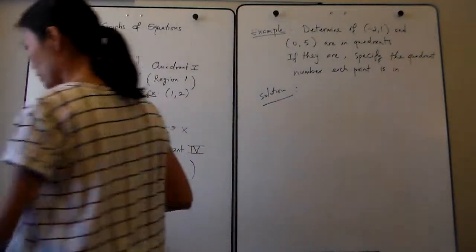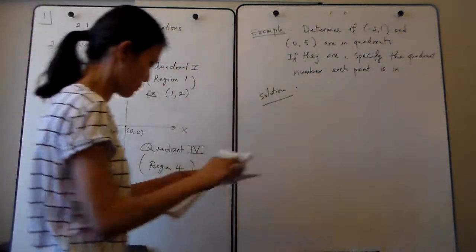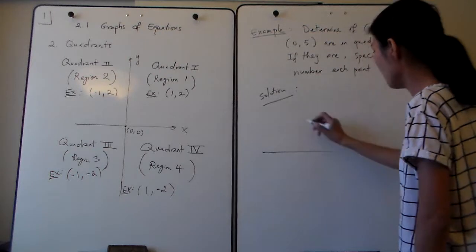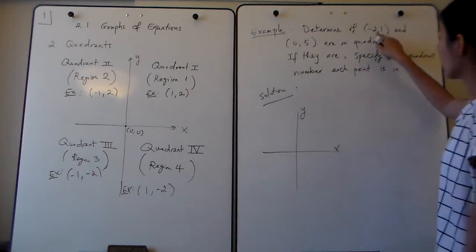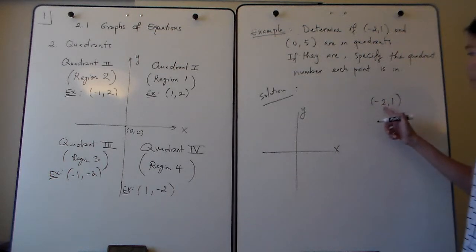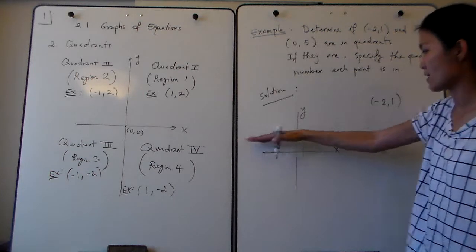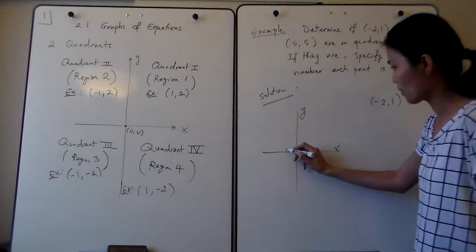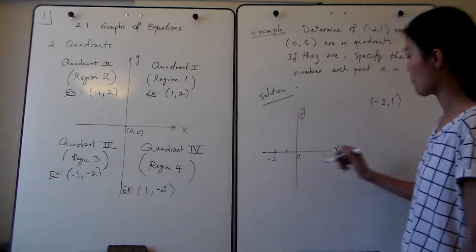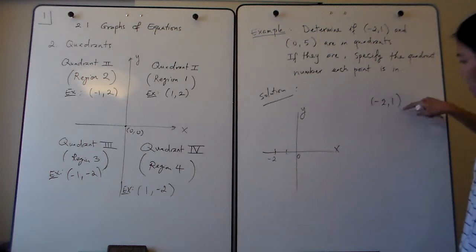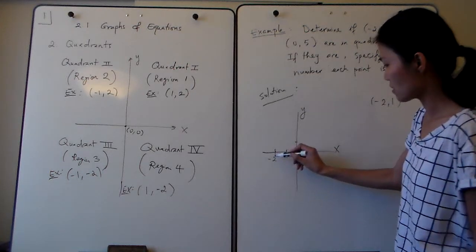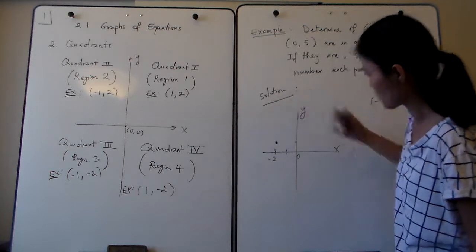So for this example here, let's draw it. The first point we have is (-2, 1). -2 is the first coordinate, which is on the x-axis. So -2 is negative from 0, to the left of 0. So -2 here. 1, which is positive, is the second coordinate, which is on the y-axis, so go up 1. So go to the left 2 units and go up 1 unit. It's the point right here.